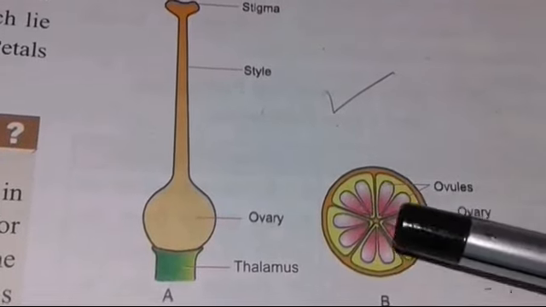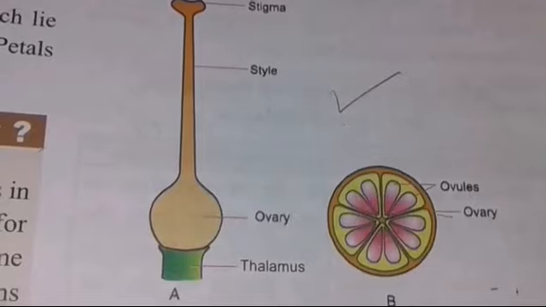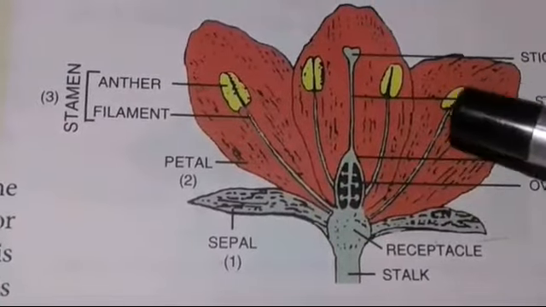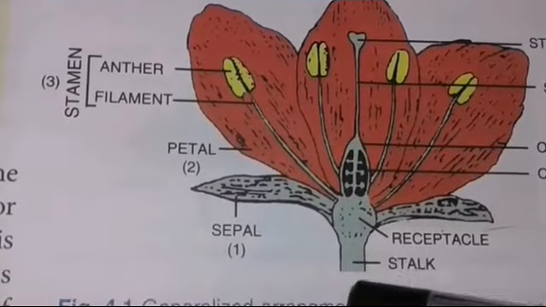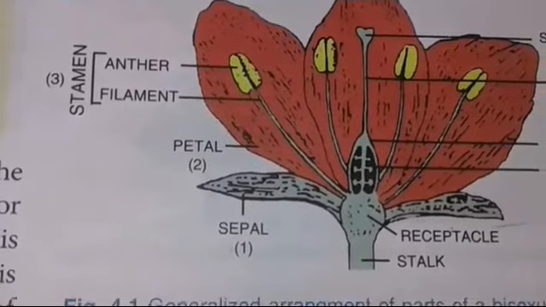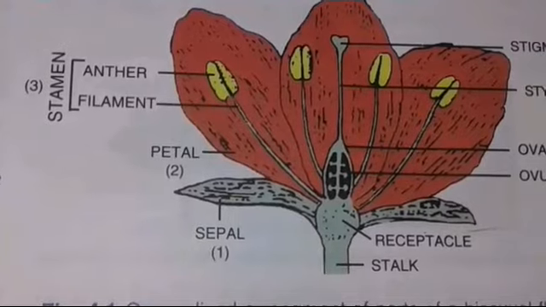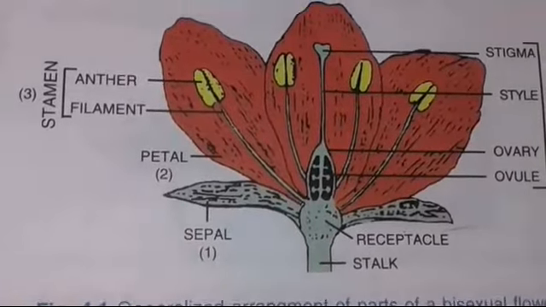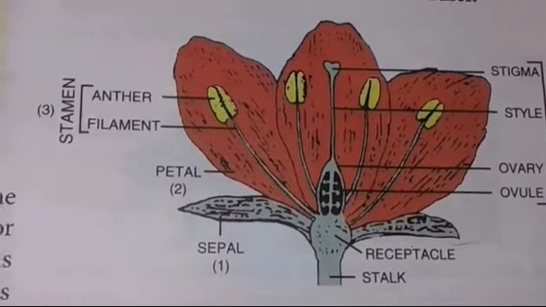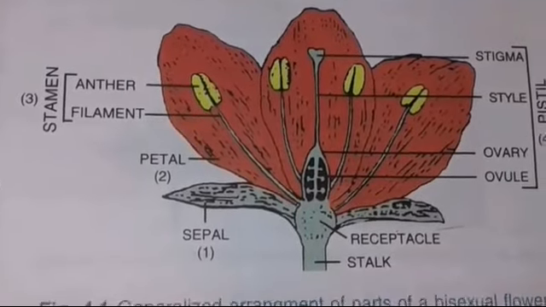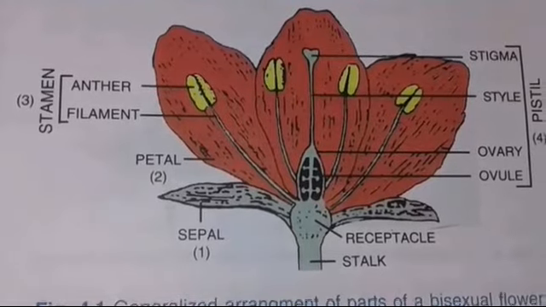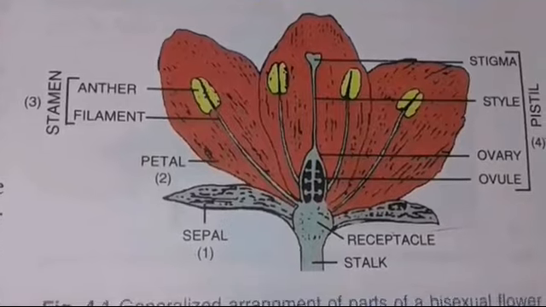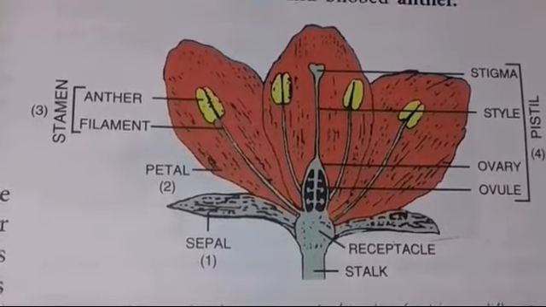Now the concept of complete and incomplete flowers. A complete or perfect flower is one which contains all the floral structures. All the floral structures means sepal, petal, androecium and gynoecium, they all have to be present in the flower. If any one or more of the floral structures are missing, then the flower is called an incomplete or imperfect flower.